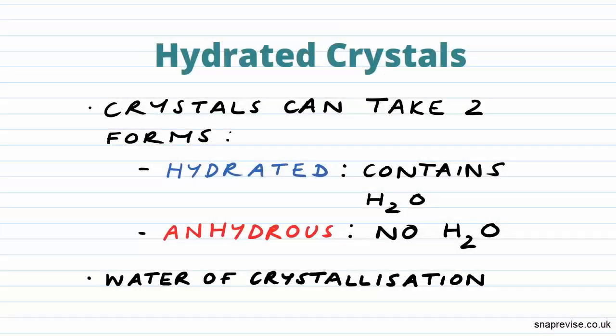What are hydrated crystals? Well, crystals can largely take two forms. They can either be hydrated, meaning that in their structure they have water, or they can be anhydrous, meaning without water, and there's no water in their structure. And this water that's present in their structure is called the water of crystallization. This water is often incorporated when a crystal crystallizes within water, incorporating the water into its structure and making it hydrated. So let's have a look at how this is represented in formulae.